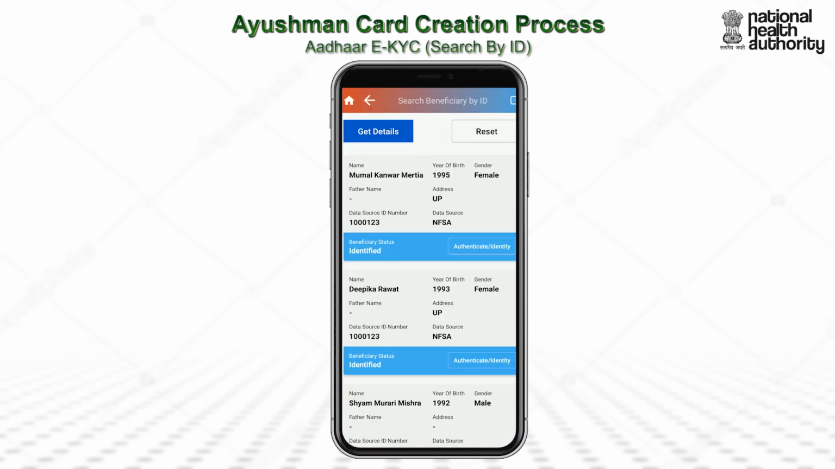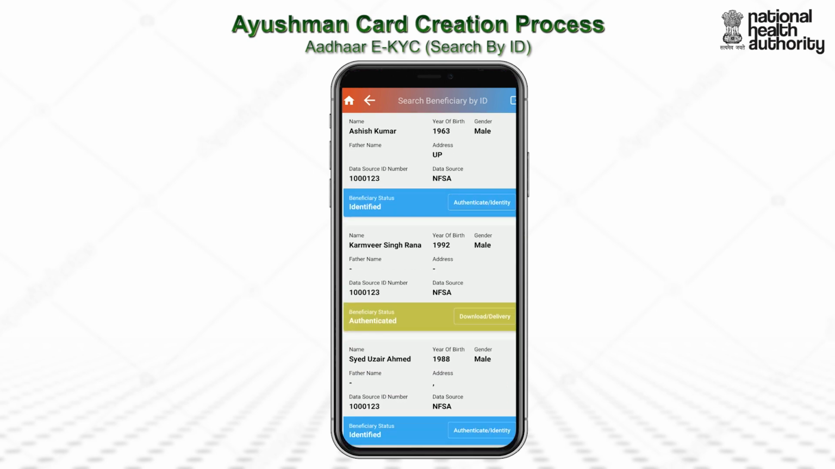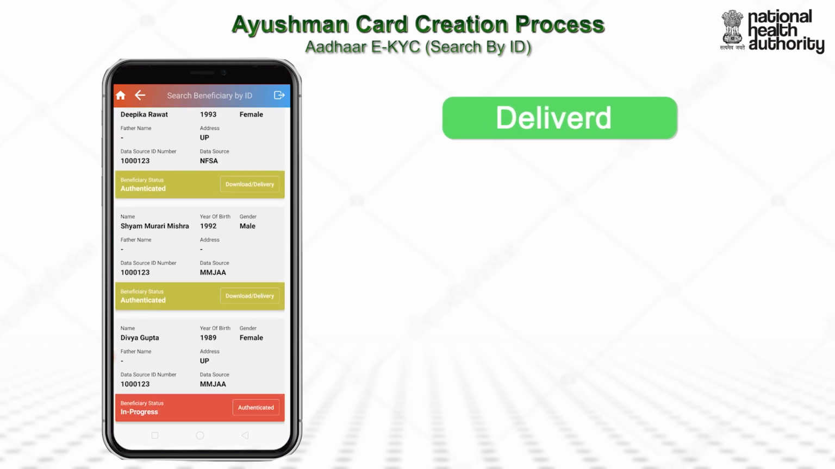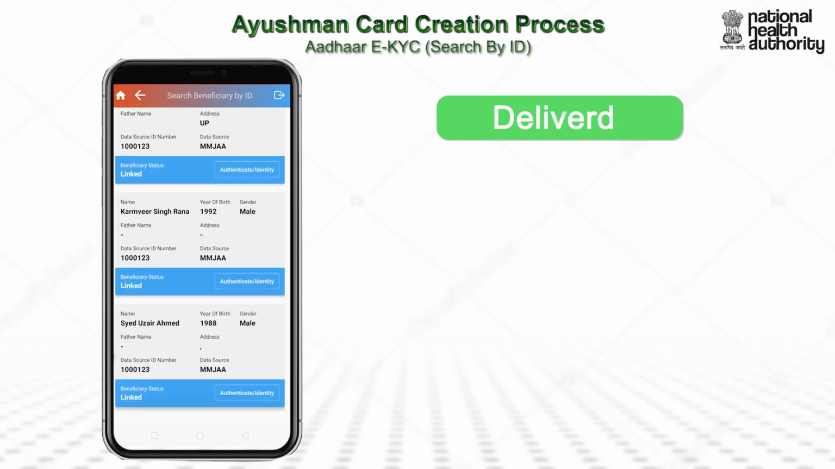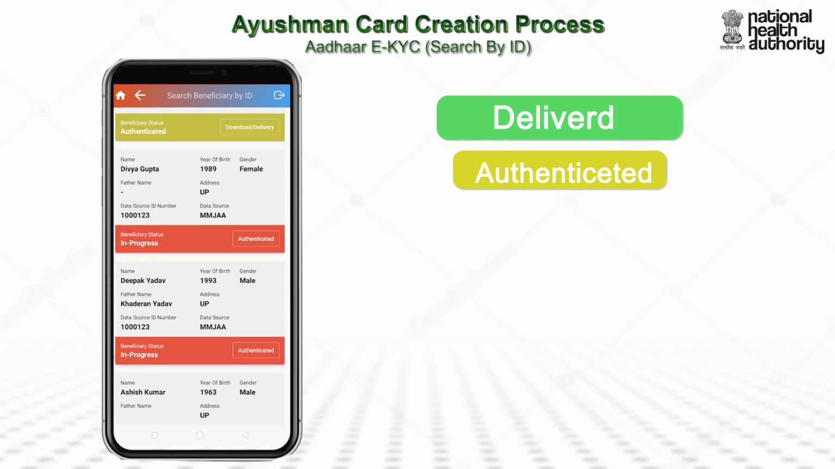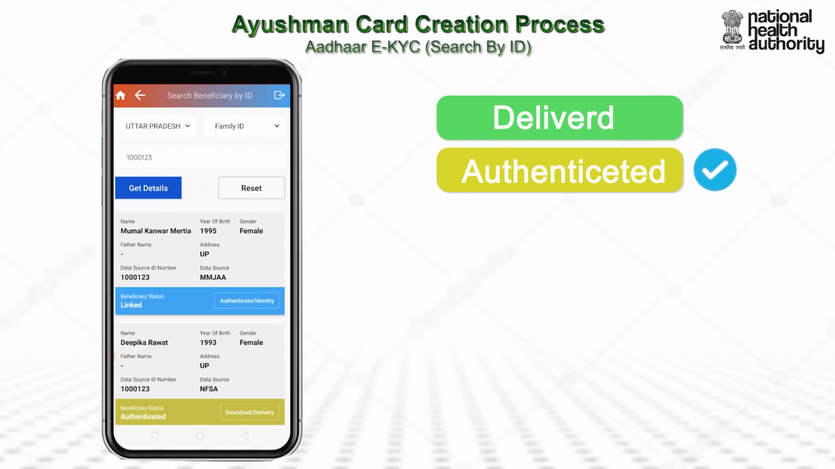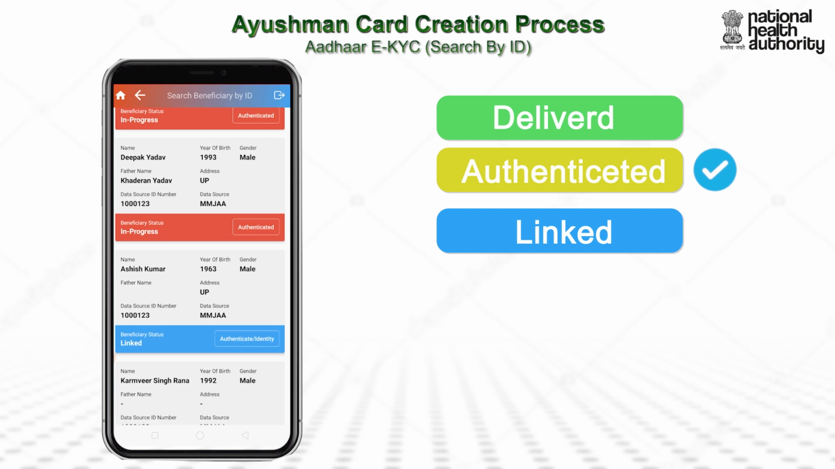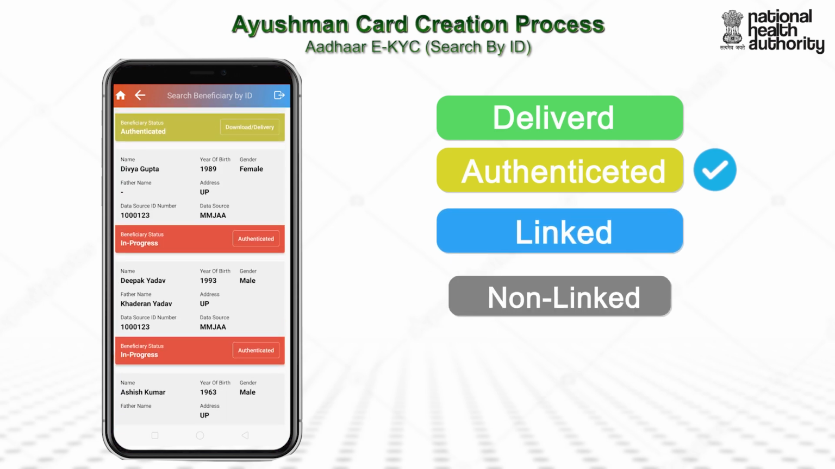Here, you can spot that beneficiaries who have already received their PVC Ayushman card have been marked as delivered in the dark green color. Those beneficiaries whose eKYC has been successfully completed and whose Ayushman cards are ready for download are marked as authenticated in the light yellow color. Beneficiaries whose details are connected with the Aadhaar are marked as linked in the blue color. Beneficiaries whose Aadhaar number is not available in their details are marked as not linked in the grey color.